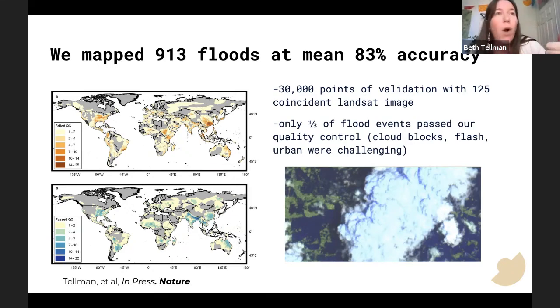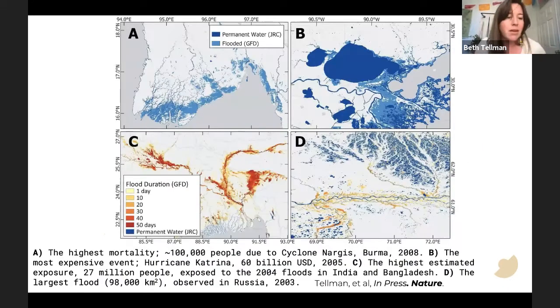Flash floods where the water moves too fast, we cannot capture. Urban floods where water moves at high spatial resolution, we cannot see. So again, this is a biased sample of very large, slow-moving events. Nonetheless, it gives us a lot of information about where we've observed water in big events around the world. And we're going to dig in and see what we find in what we did see.